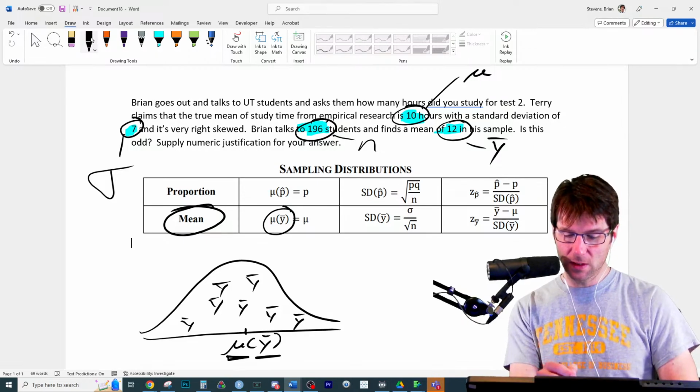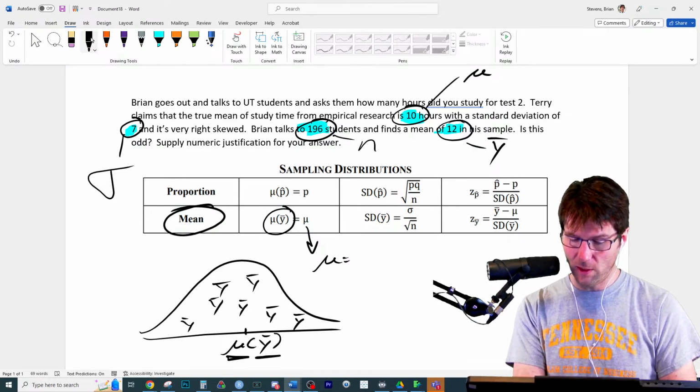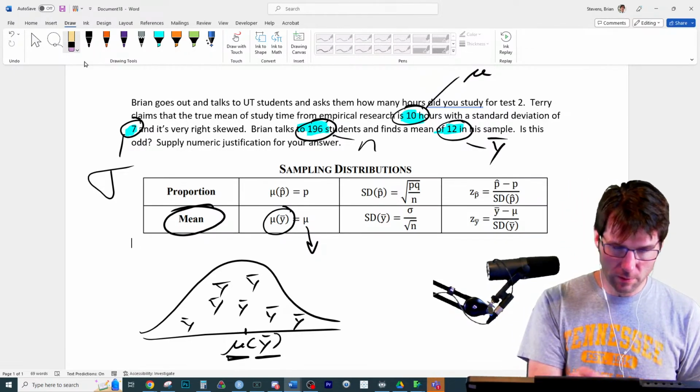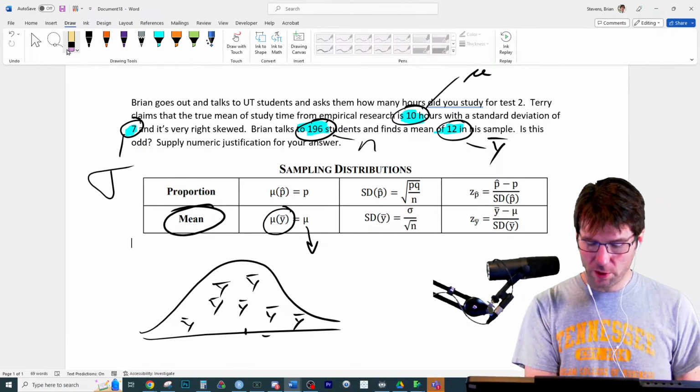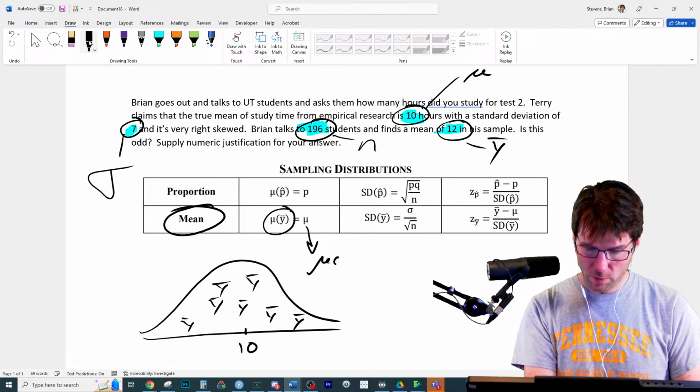And the expected sample mean is equal to the true mean because we should probably see the truth. And the true mean right here, so we could just say mu y bar, it just equals mu. So we should probably see around what? 10. Because mu y bar equals mu, which is 10.